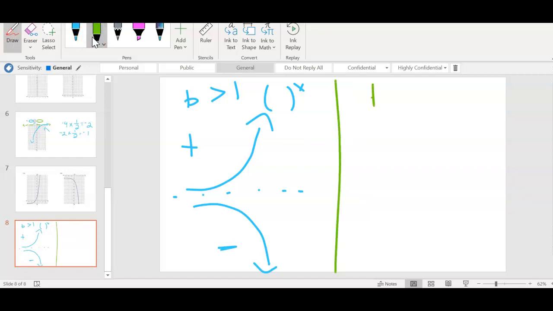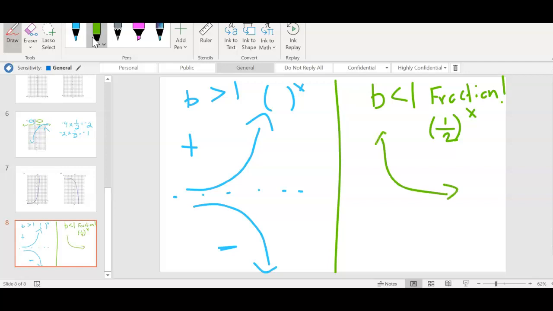If b is a fraction, then that means the number inside of here is a fraction. We're going to end up with a decay where it's going to be going towards the asymptote. So it is going to look like one of these. This is if it's negative, and this is if it's positive.